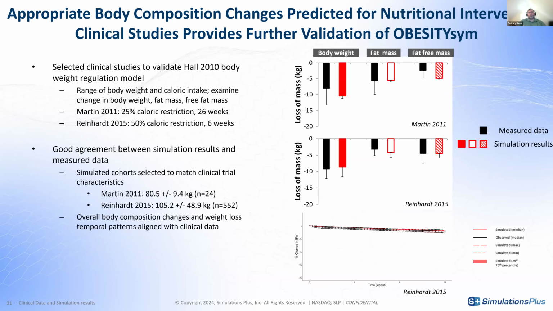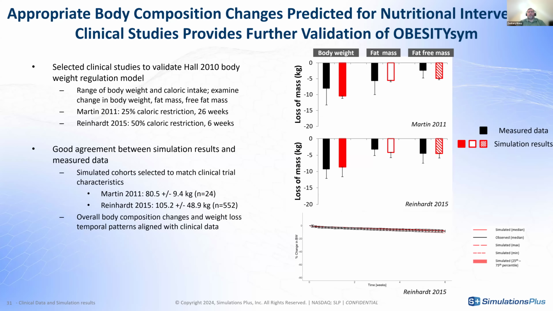So that's nice on the treatment response side. If we look at body composition changes, that might be a question: how can we ensure the model's predicting that, as you lose weight, we're capturing the changes within the body, not just body weight? There are two clinical studies that have been examined. Martin in 2011 looked at a 25% caloric restriction over 26 weeks, and then Reinhardt in 2015, a 50% caloric restriction over 6 weeks. Some of the nice results there are breaking down by body weight, fat mass, and fat-free mass.